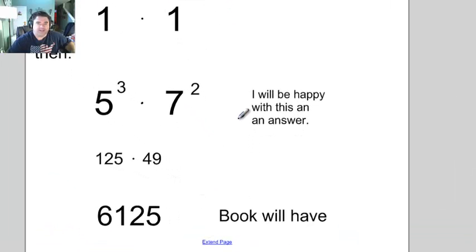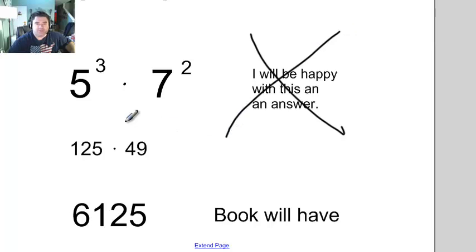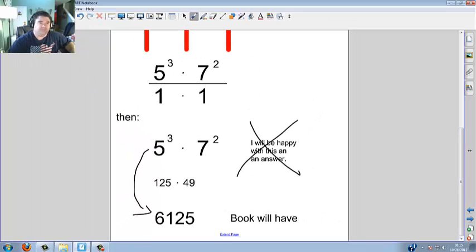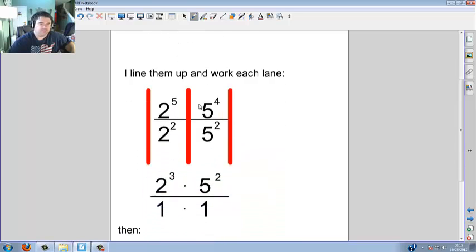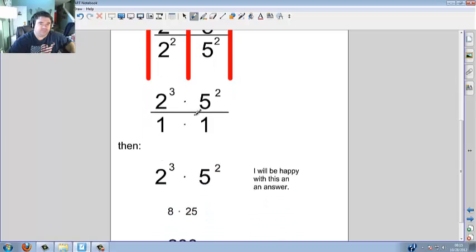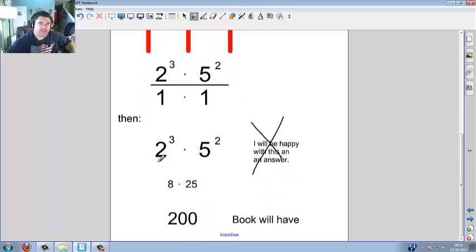Actually, you know what? No, I can't take that. No, I can't be happy with that answer because one of the rules we learned last time was you couldn't leave numbers exponented. So we're going to have this here. All right. You try. Go ahead. All right. Hopefully you have 2 to the 3rd on top and 5 squared on top as well. I will not be happy with that answer. I need it solved down to here. There you go.